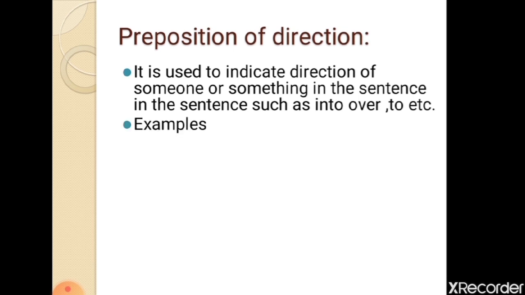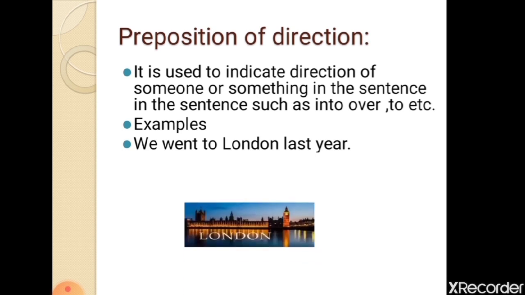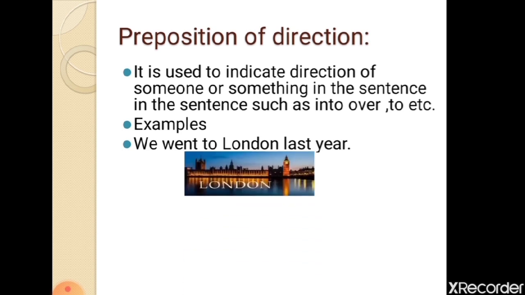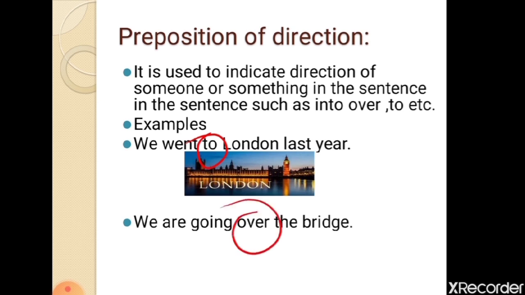Now examples are, we went to London last year. So where did we go? To London. So here, to shows direction, and that is why it is a preposition of direction. Now we are going over the bridge. Over shows the direction, and that's why it is also called a preposition of direction.